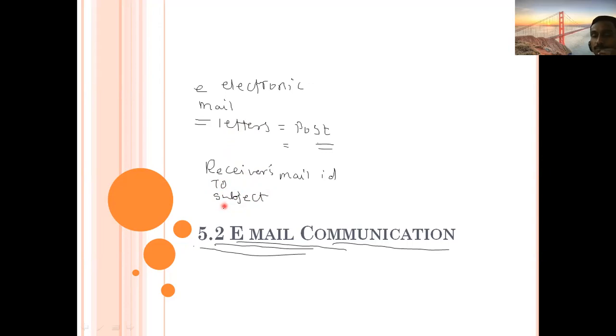After subject, it can be again the body of your email, like a letter. So what you people have studied in letter writing, similar points are here in email writing also. And again here is also closing and all those things, but there is one more feature here.